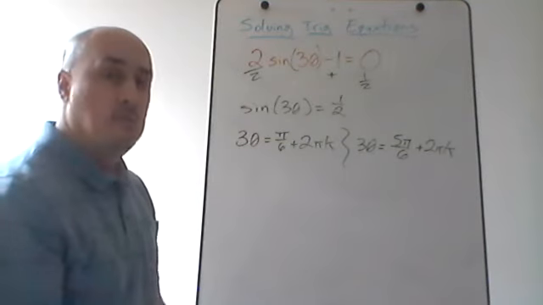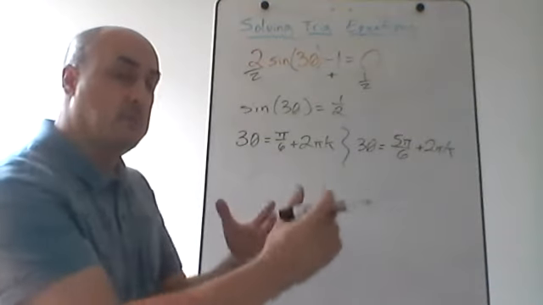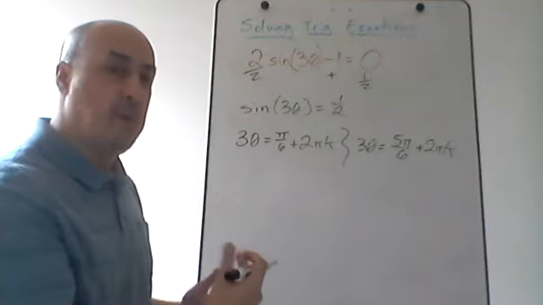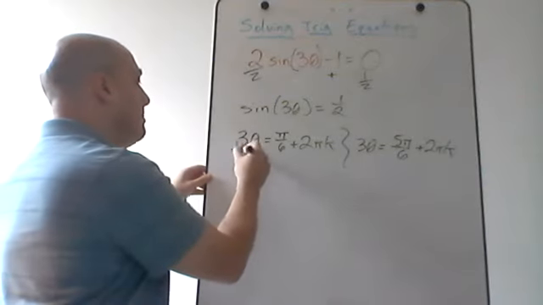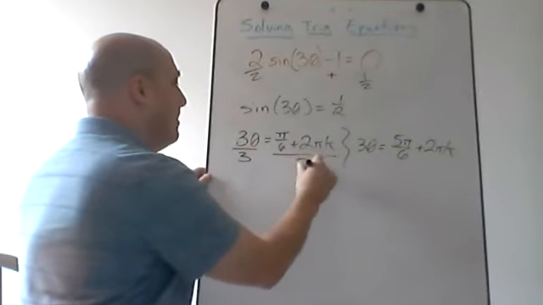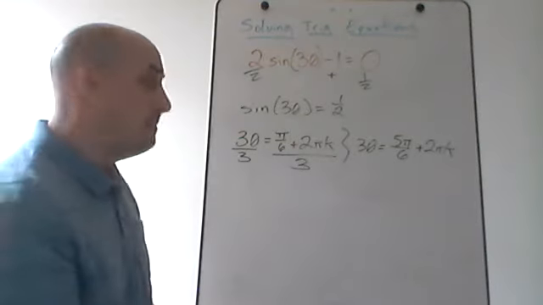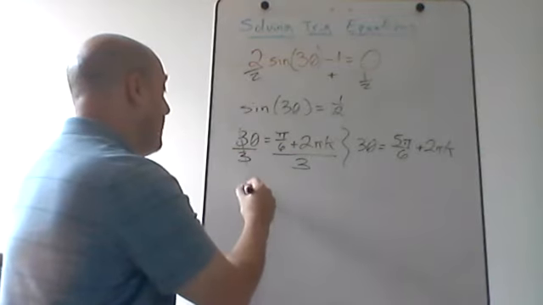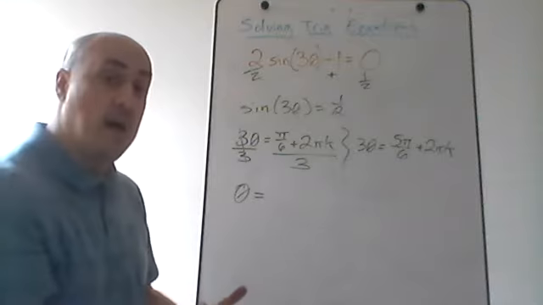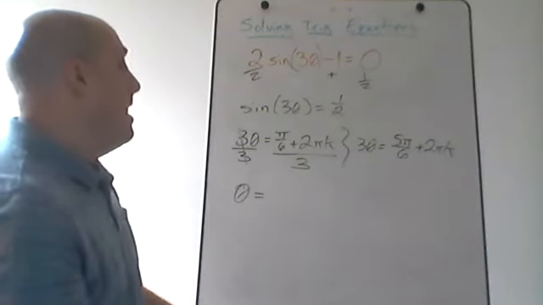To solve for theta, well, just like if I had an equation, 3x equals whatever, to solve for x, I divide both sides by 3. Well, 3 theta equals all this stuff. I need to divide both sides of this equation by 3. Right, that cancels out the 3 and lets me solve for just theta itself, right, just a 1 theta. And then what do I get over here?